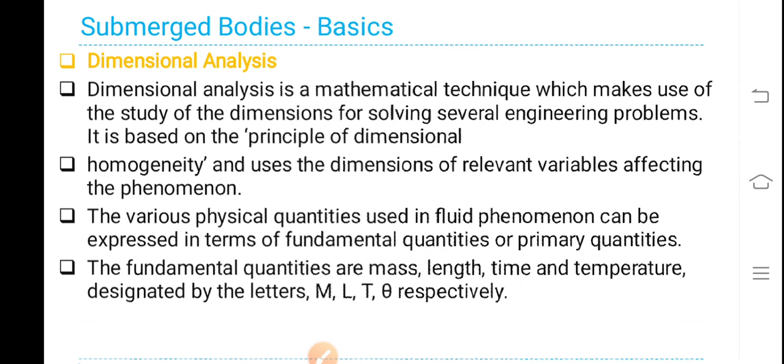The various physical quantities used in fluid phenomenon, like depth, length, velocity, time, etc., can be expressed in terms of fundamental quantities or primary quantities, as just now I have explained with an example for velocity.